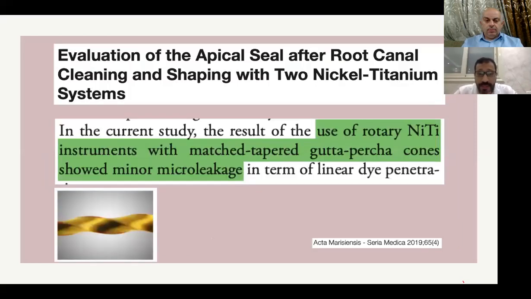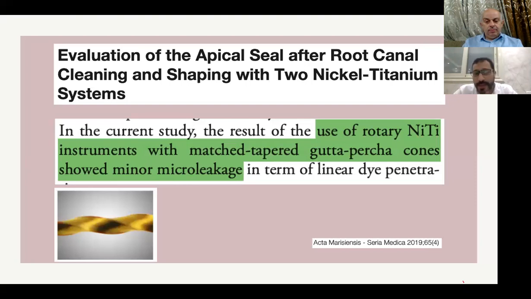So using matched tapered gutta percha cones should show minor microleakage. And this is one of the keys to success for root canal treatment. Why? Because many dentists perform a perfect instrumentation, and they enlarge the root canals and make more taper of the root canals. But actually, when they start to obturate the root canals, they use a single cone technique.